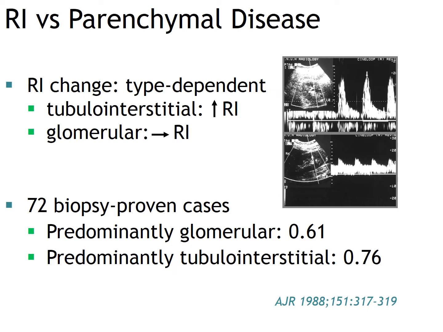It is known that changes of renal resistive index depend on the type of pathologic changes of renal parenchyma. Resistive index is usually elevated when there are dominant tubulointerstitial changes, but it usually remains normal when glomerular changes are dominant. This is a paper that showed this difference, and in their 72 biopsy-proven cases of renal parenchymal diseases, average resistive index was 0.61 in predominantly glomerular diseases and 0.76 in predominantly tubulointerstitial diseases.